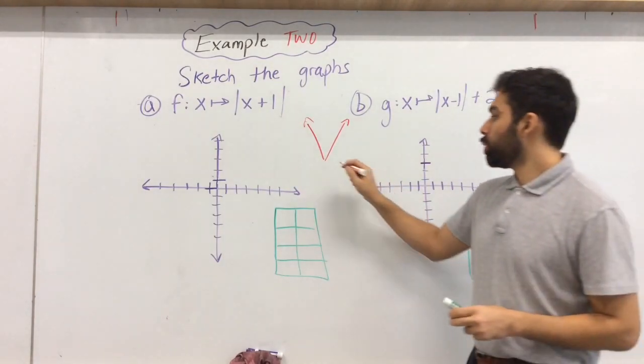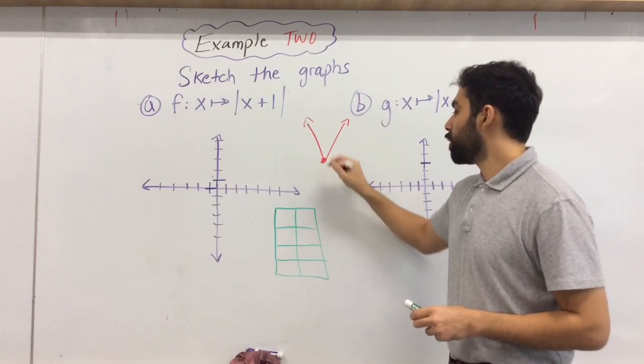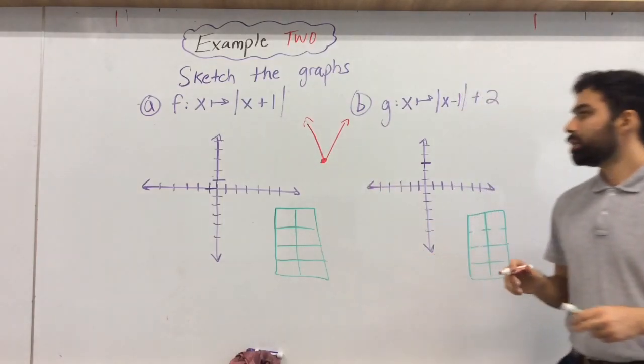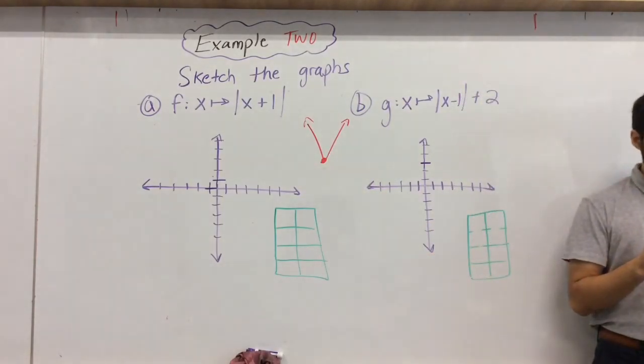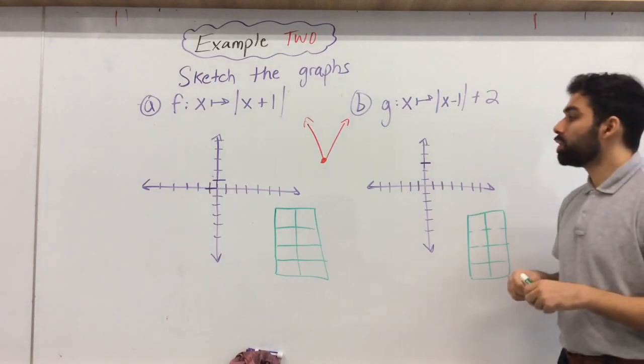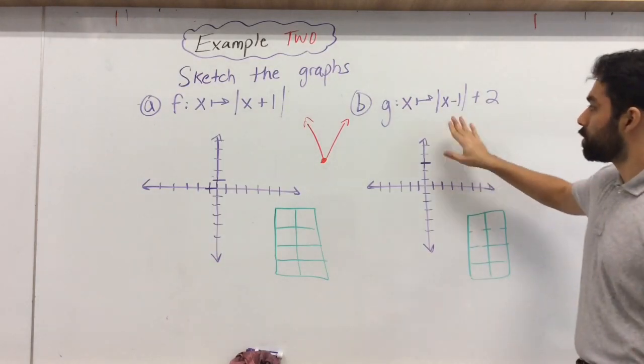Okay, again, with this V shape, you're going to have a vertex. That is the first thing that you want to find out when you're given one of these functions. Okay, so let's actually start with B.